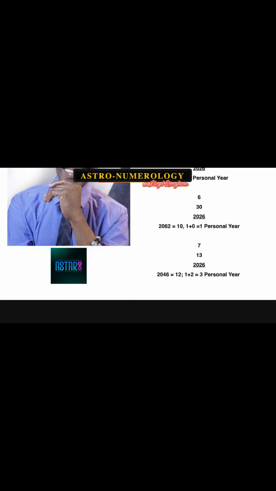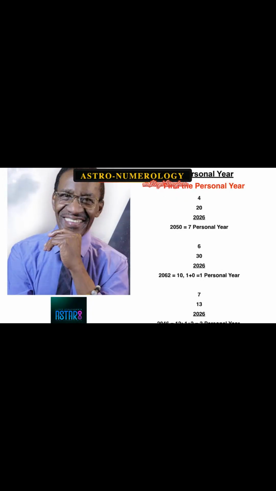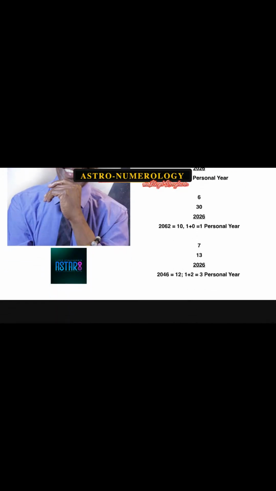In other words, anytime you're in a 1 cycle year, it's like starting all over again. And then I'll take the last one, and then we're going to go through each of the numbers from 1 to 9 to see what personal year you're in. So in this case, this person is born on July 13th. And as you see, they will be passing through a 3 personal year.